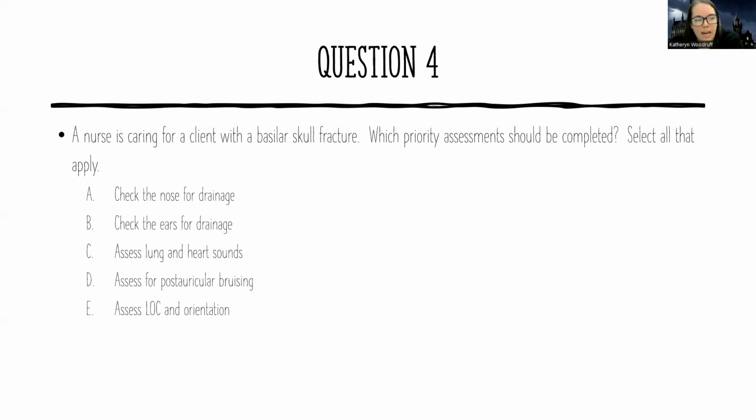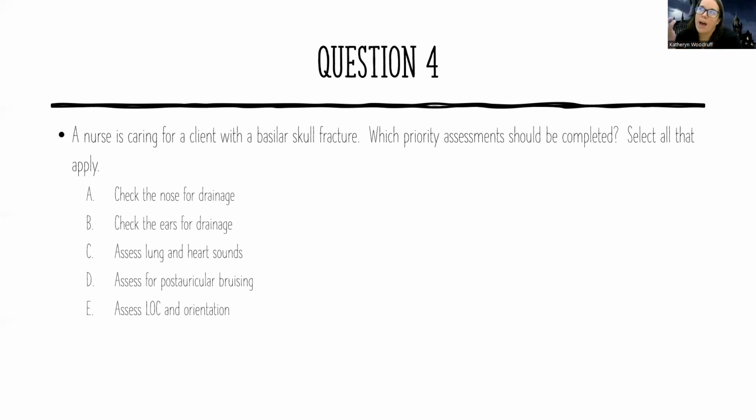C is assess lung and heart sounds. I think you would do this for anybody, but I don't know if it's necessarily going to tell me something life or death changing for a basilar skull fracture. To me, it's an assessment, but not necessarily a priority one. D is assess for post-auricle bruising. Oh, what a fancy word. I think post is behind and auricle is the ear, so behind the ear bruising.